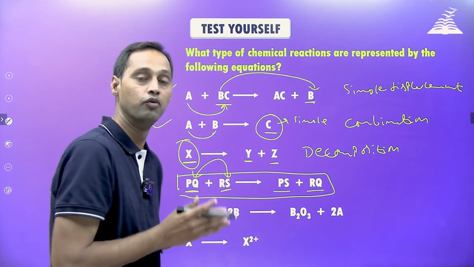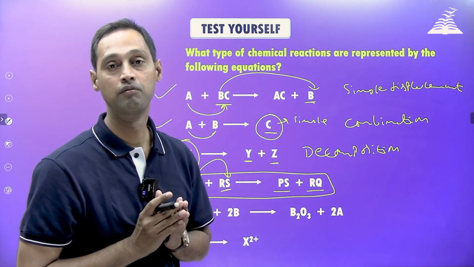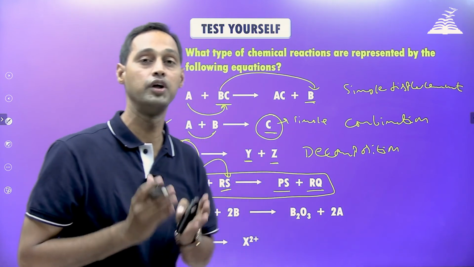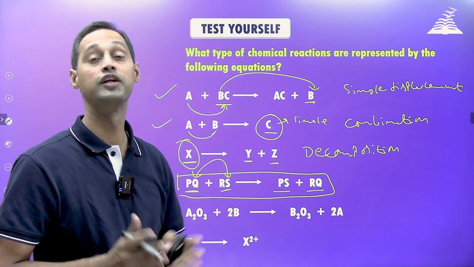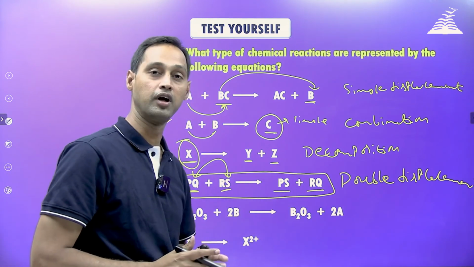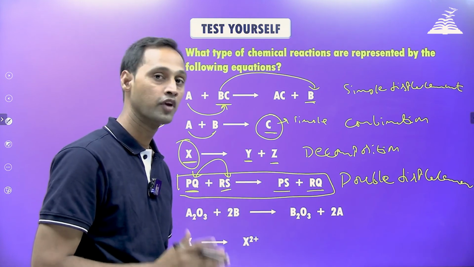So here, what did we notice? Exchange of ions. Then what do we call them? In what kind of reactions do we find exchange of ions between two substances? Double displacement reactions. So this is a double displacement reaction, because exchange of ions is involved here, right?